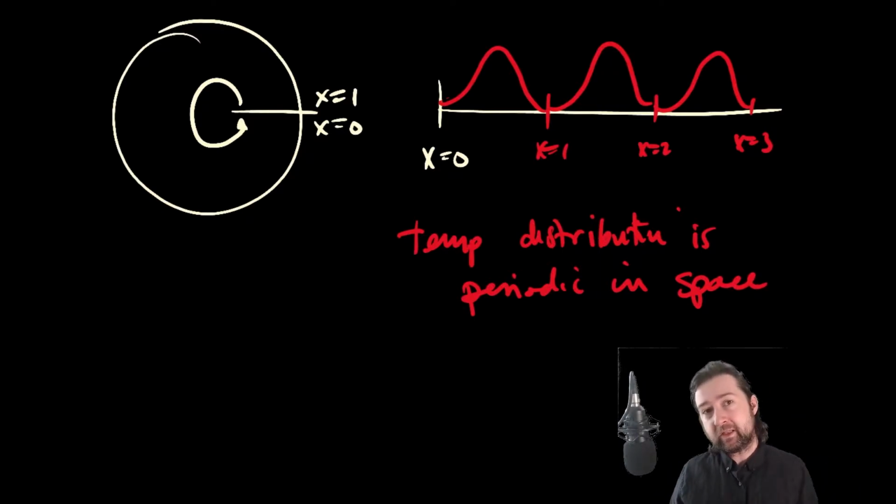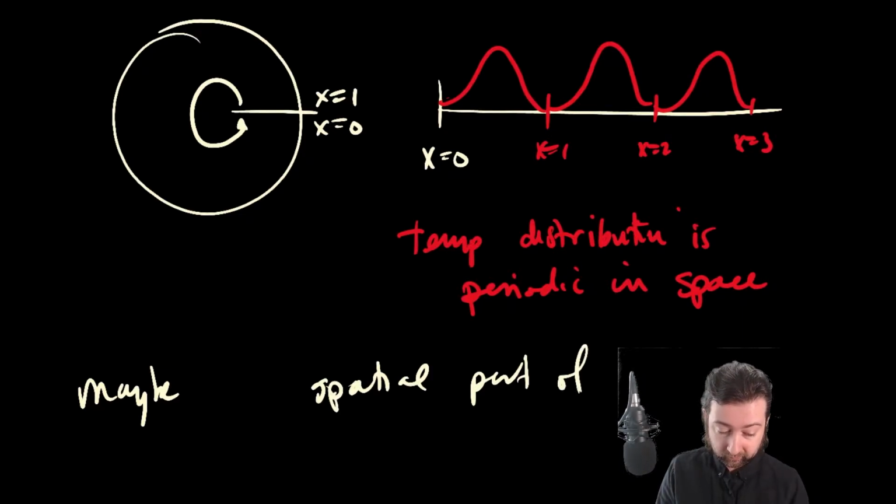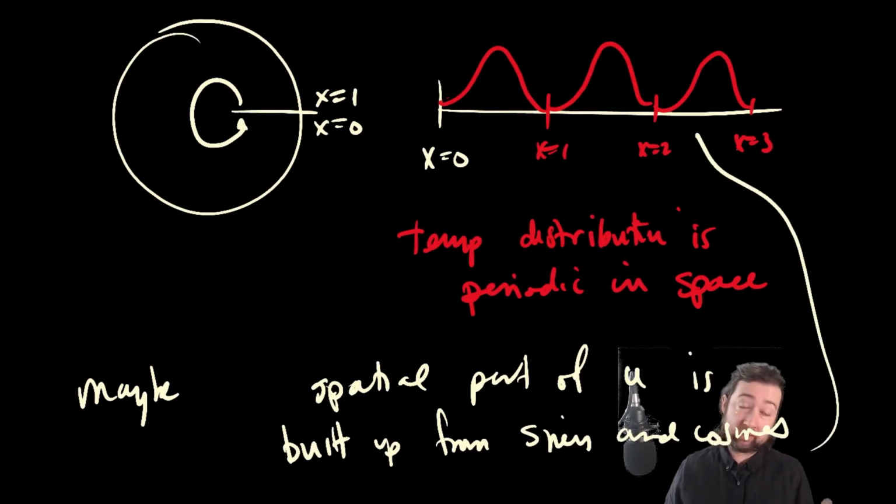And periodic in space means that perhaps this is amenable to thinking about it in terms of sines and cosines. And so Fourier's big leap was to say maybe what that means is that the spatial part of u is built up from sines and cosines. Because to me, that looks an awful lot like sines and cosines. So here's what he assumed the form of the equation looks like.